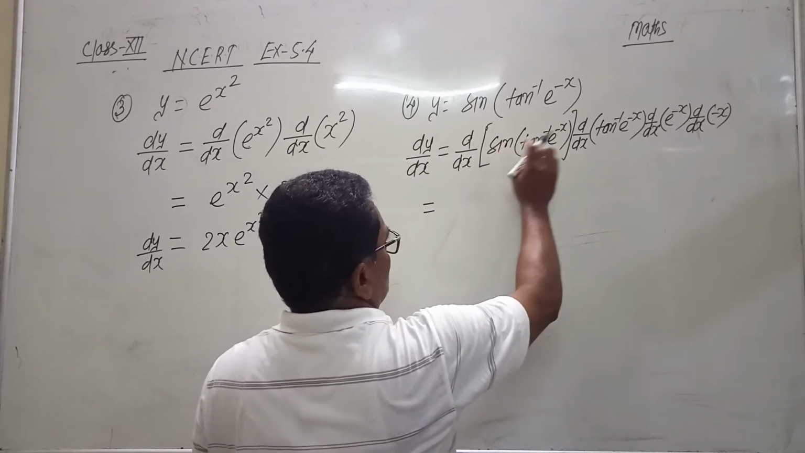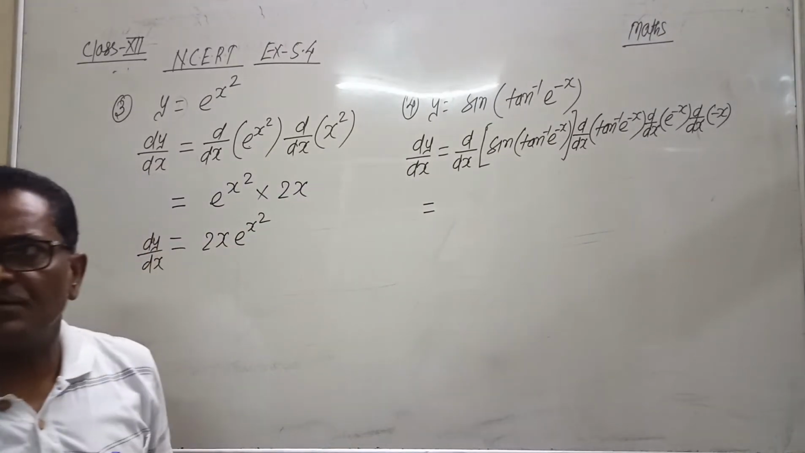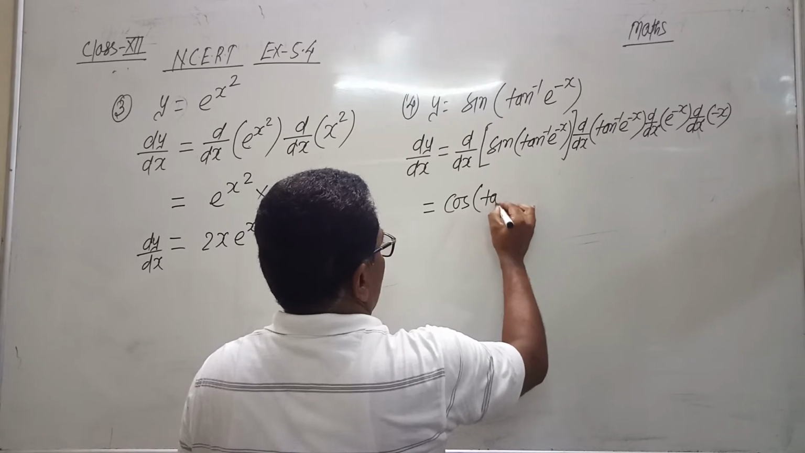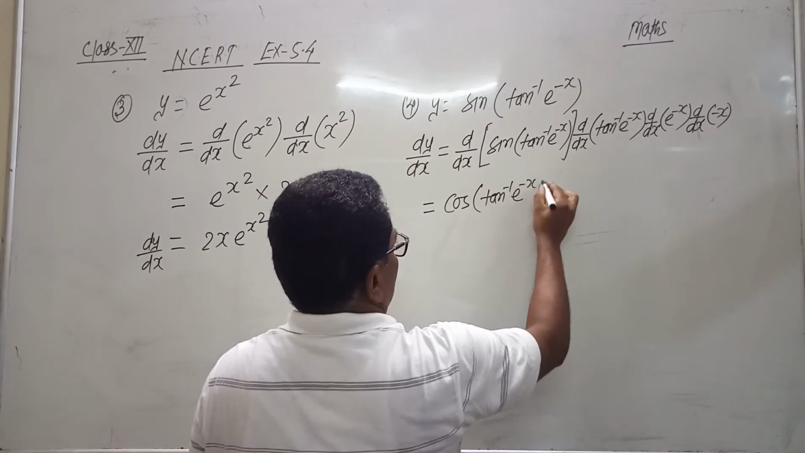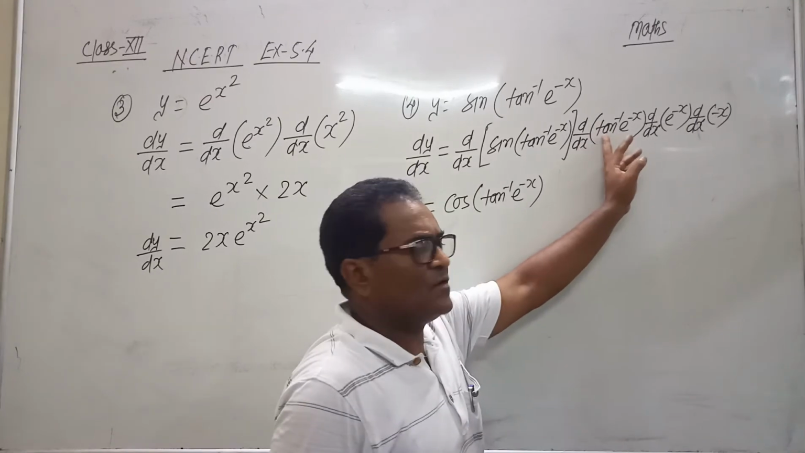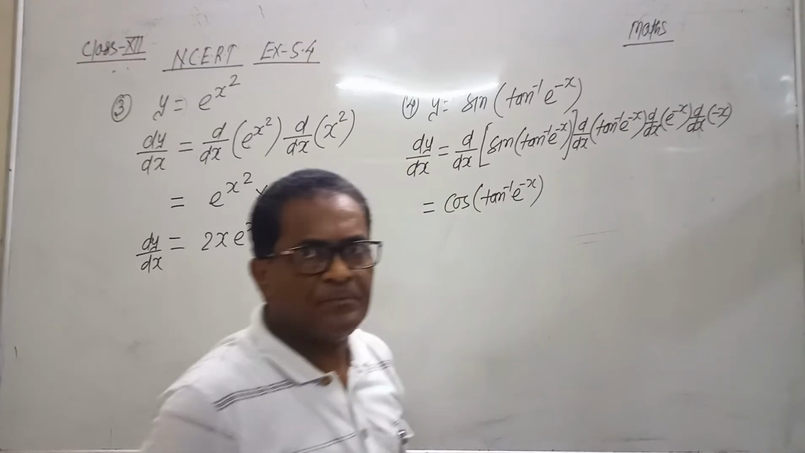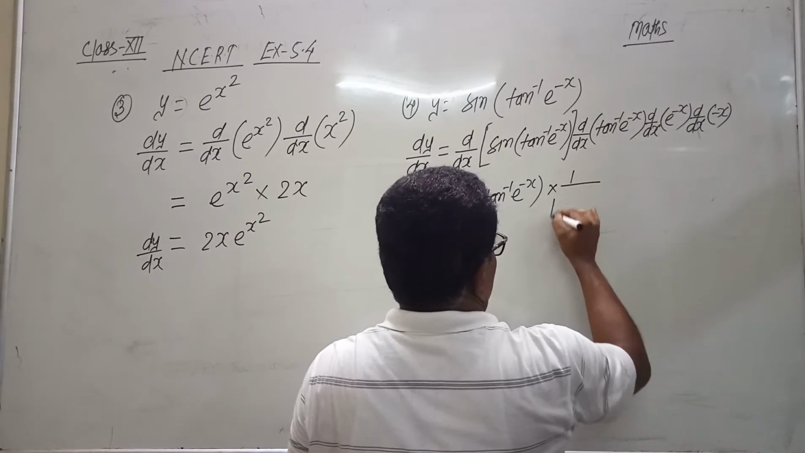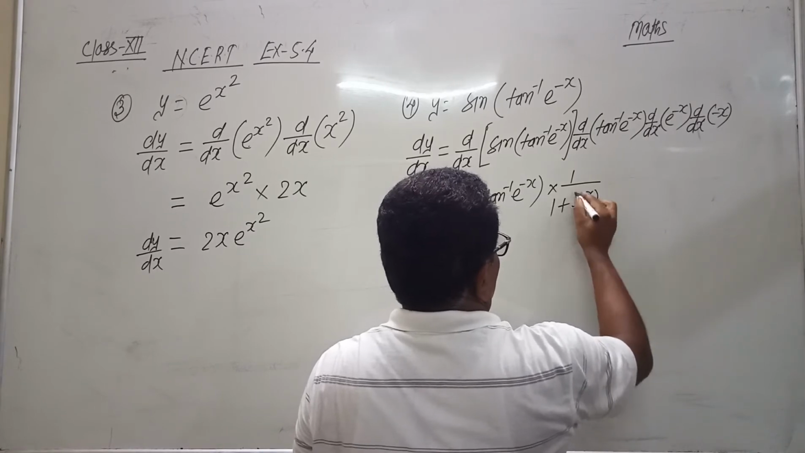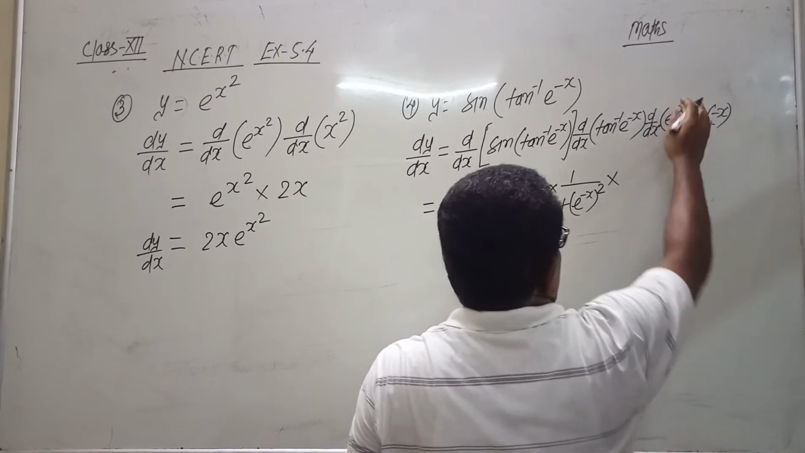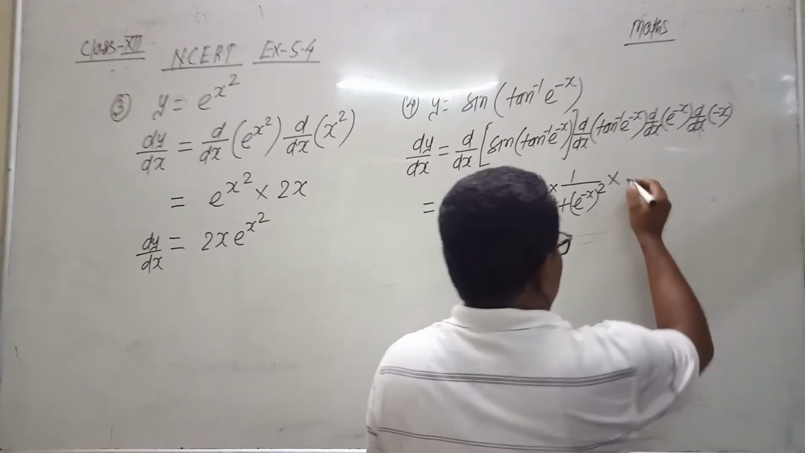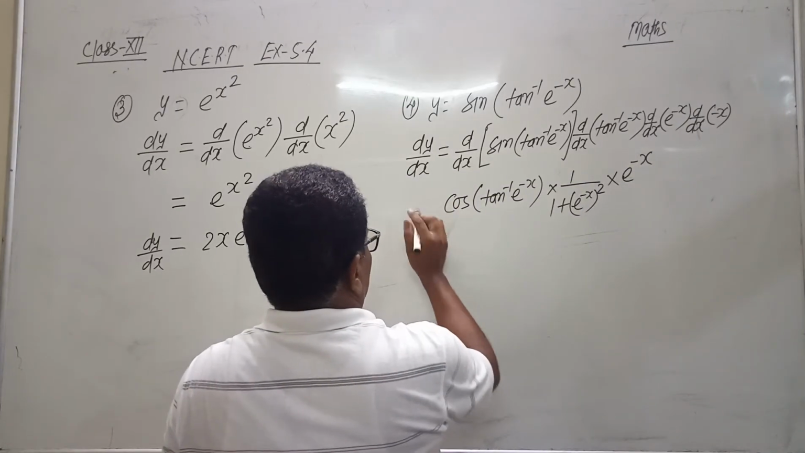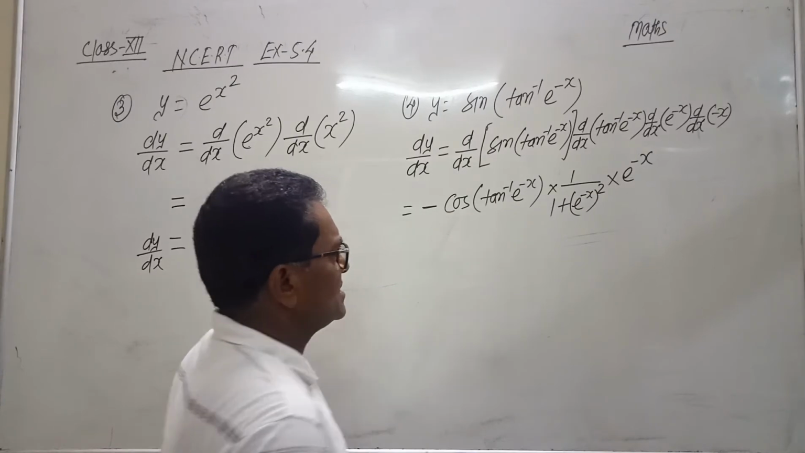Now this is the form sin theta, and the differentiation of sin theta is cos theta. So it gives cos theta, it means cos tan inverse e raised to the power minus x, and the differentiation of tan inverse x, at the place of x there is e raised to the power minus x. So tan inverse x gives 1 upon 1 plus x the whole square, and d by dx of e raised to the power minus x, as it is e raised to the power minus x, and d by dx of minus x. The differentiation of minus x is minus 1.